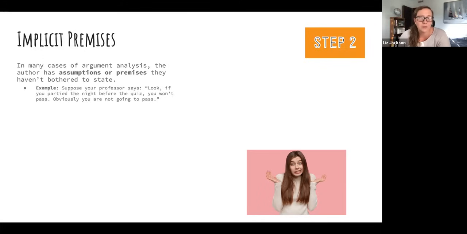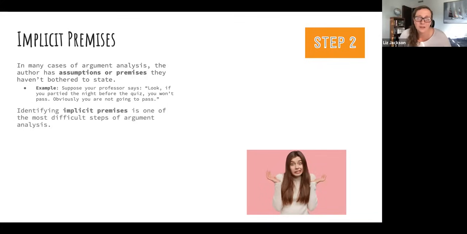Okay, so here's a case of an implicit premise. Your professor says, look, if you partied the night before the quiz, you won't pass, you're not going to pass. In this case, the professor has actually given you only one premise, which says if you partied, then you won't pass. And then the conclusion is you're not going to pass. So there's an implicit premise. And in this case, it's very clear. The premise is you partied the night before the quiz. And so I think sometimes it's straightforward to fill in implicit premises, but in other cases it's not.